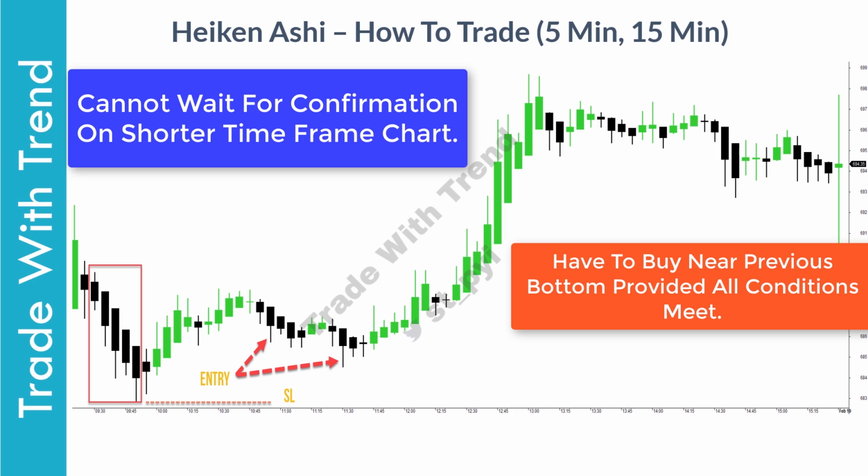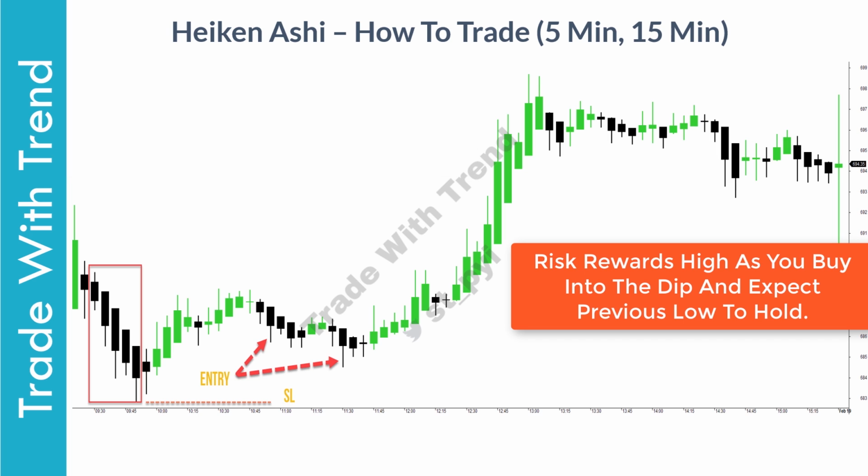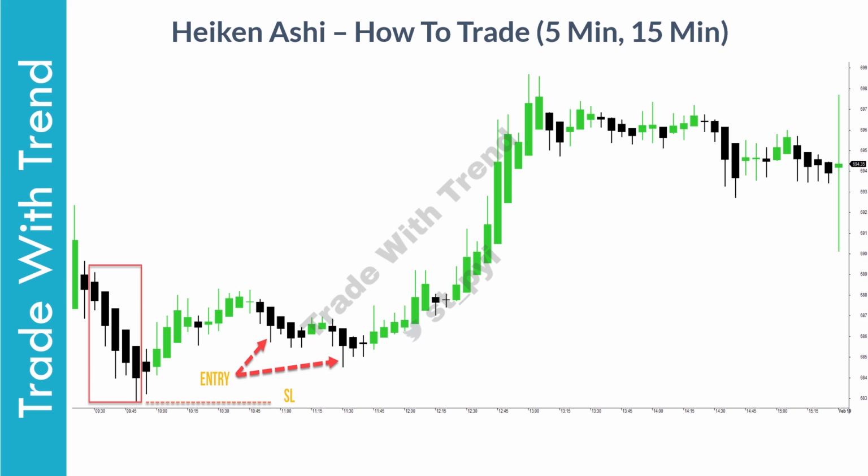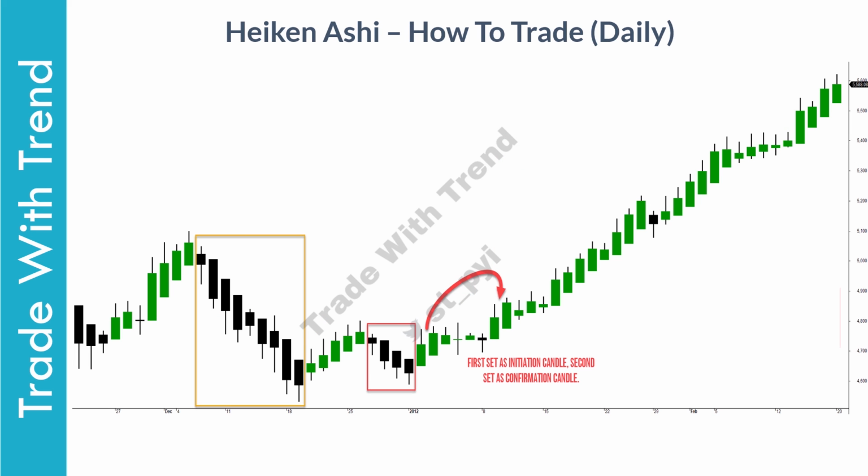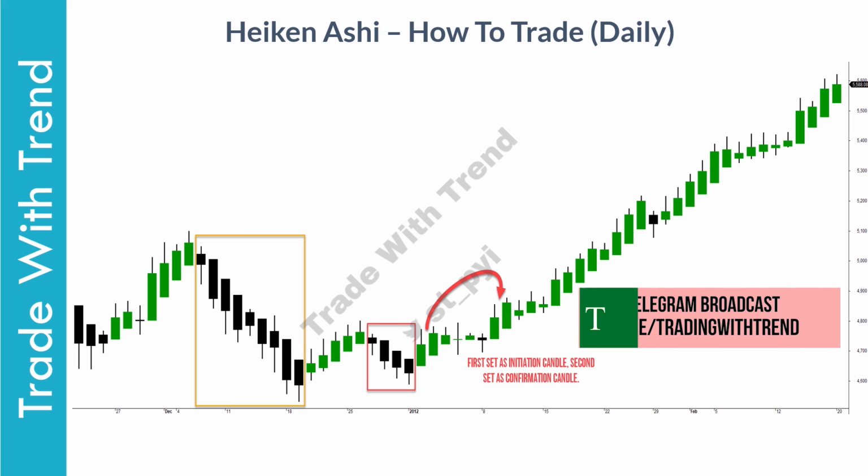On a lower time frame chart, your risk reward is much higher as you are buying near the previous support, and hence if the trade works in your favor, it will typically give you 4 to 5 times of what you initially risk. In order to trade this double bottom momentum pattern on a higher time frame chart, there are 3 rules you have to follow.